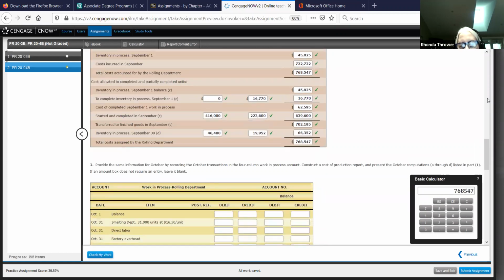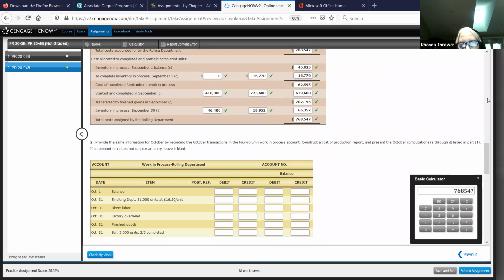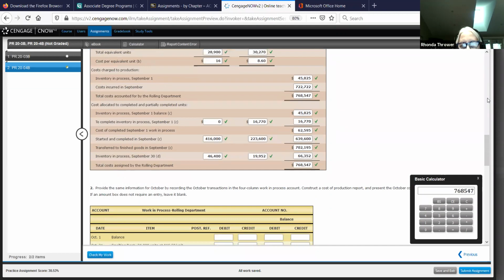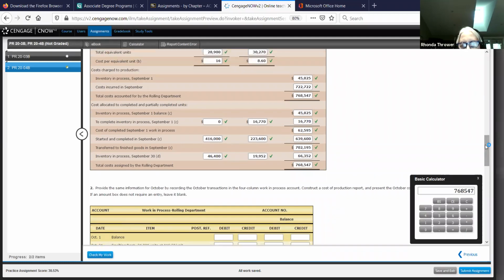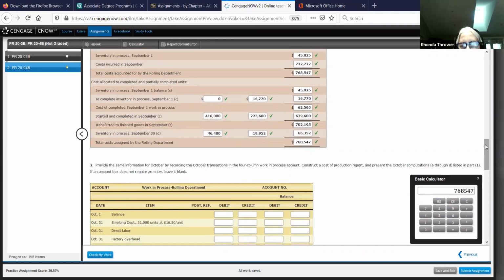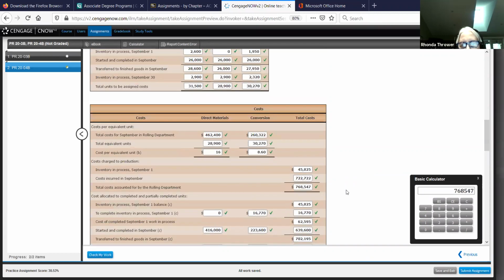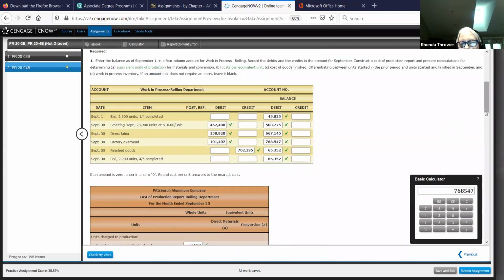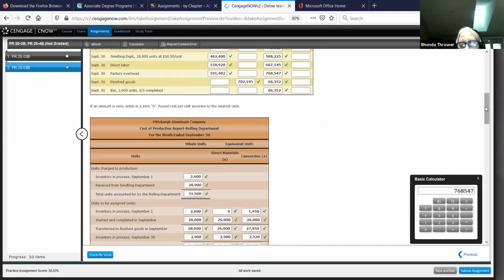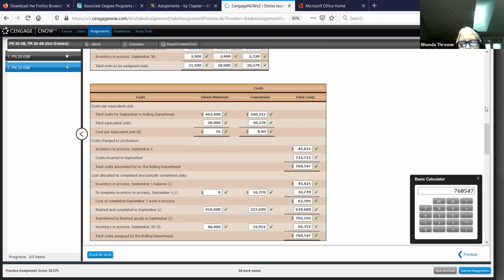Now, the second part of this problem is going to be doing basically the same thing. We're just starting with the next month. We're the same department, but we're starting in the month of October, because this was prepared for September and we have the ledger account for September. Now we're starting over again in October.